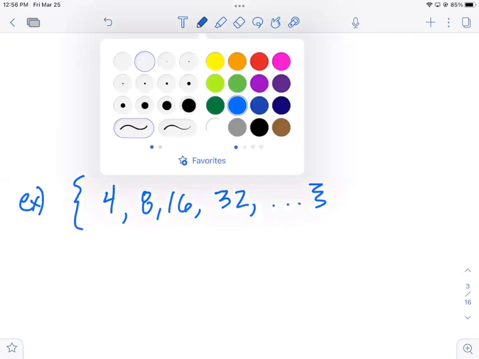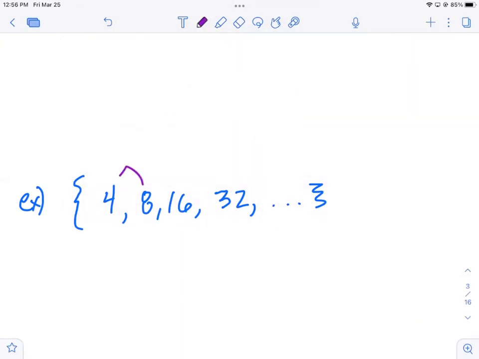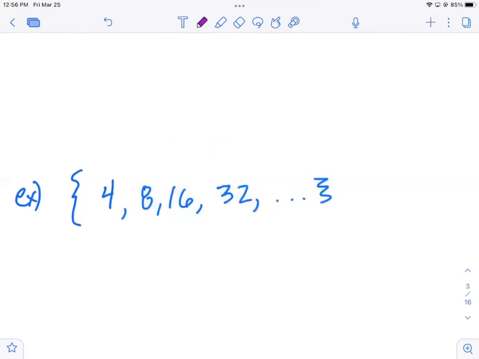I saw many of y'all doing common differences first. 8 minus 4 is 4. 16 minus 8 is not 4. So it's not going to be arithmetic. 32 minus 16 is 16. Now, watch this. There's still hope. No, that would be quadratic. Okay, so it's not arithmetic. I was trying to teach you if it was a quadratic sequence. I may return to that.